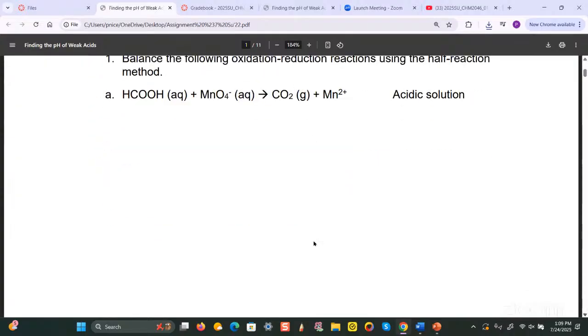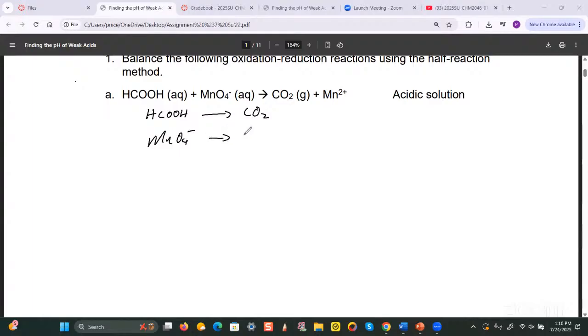So the first one is this right here. Based on what we have covered so far, what would be the first step in this process? Okay, so what would be the half equation? HCOOH to form CO2. Okay, and what's the other one? MnO4 minus to form Mn2 plus. All right? Okay, what's the next step?